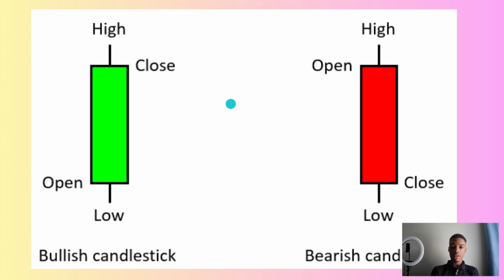Now we can differentiate between a bullish or bearish candlestick firstly by its color. Usually a bullish candlestick is green, and a bearish candlestick is red.